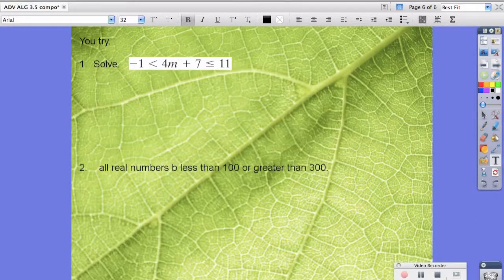Now it's your turn. Solve these two problems given, and then I'd like for you to please post your answers to Edmodo. The first person to post will start. Everyone else will just reply to that thread.